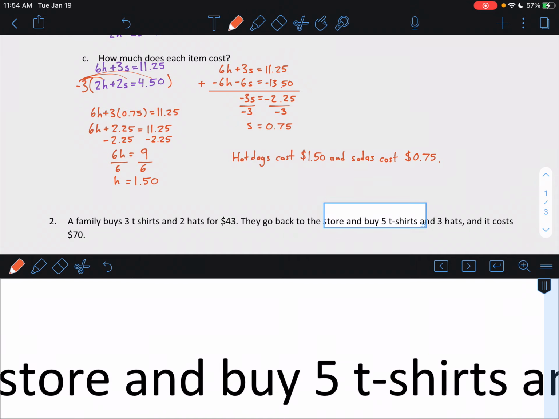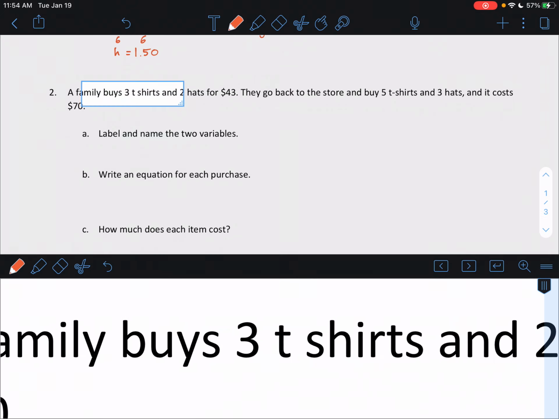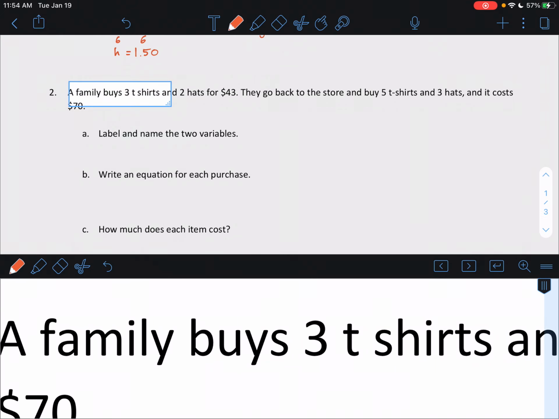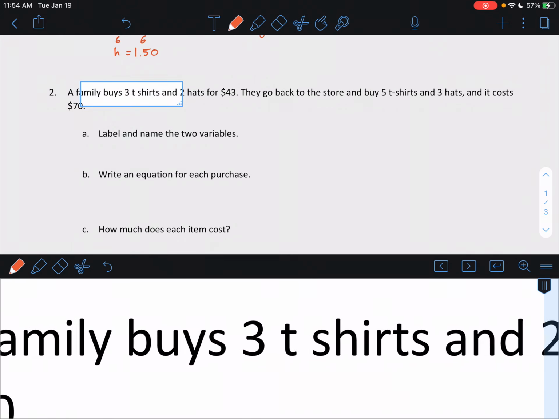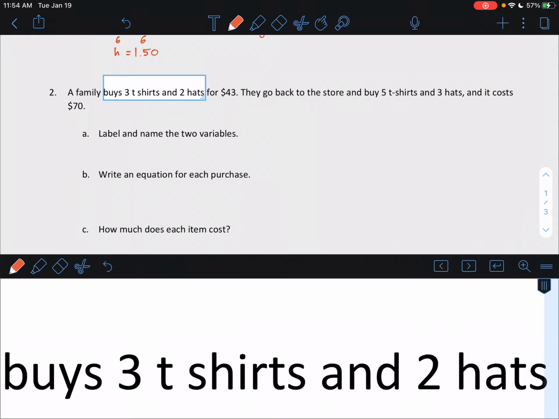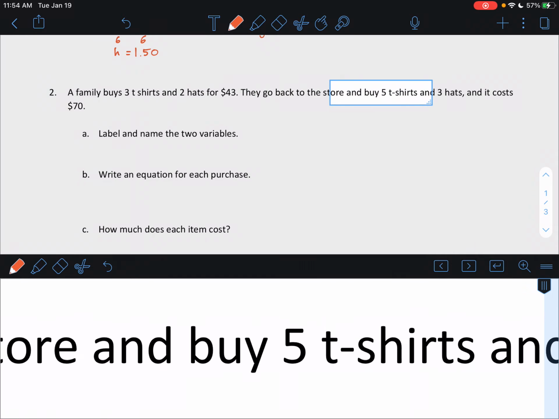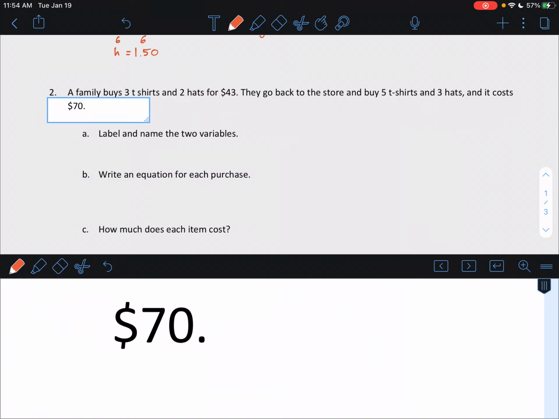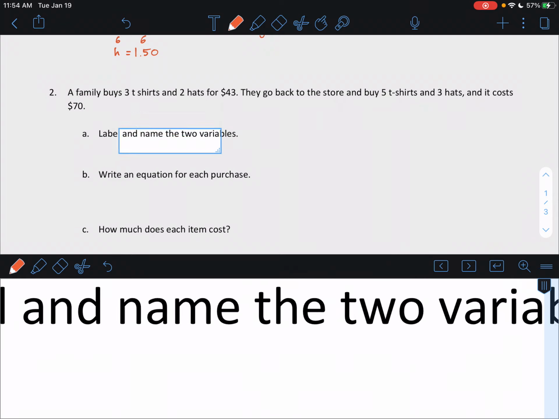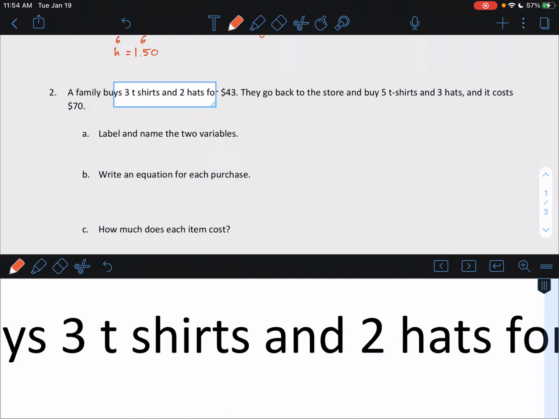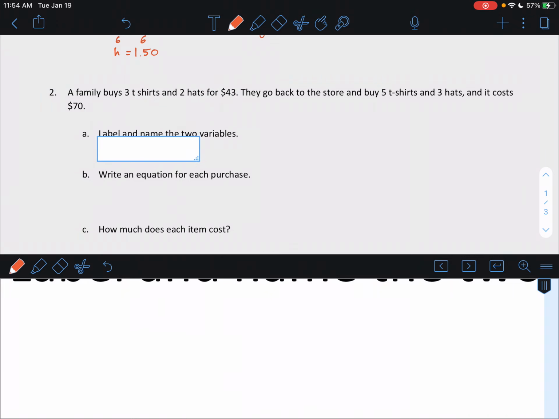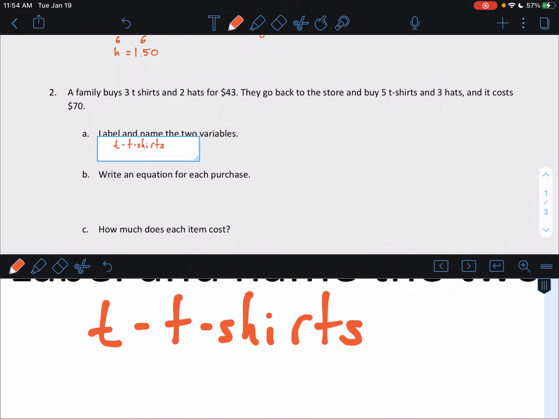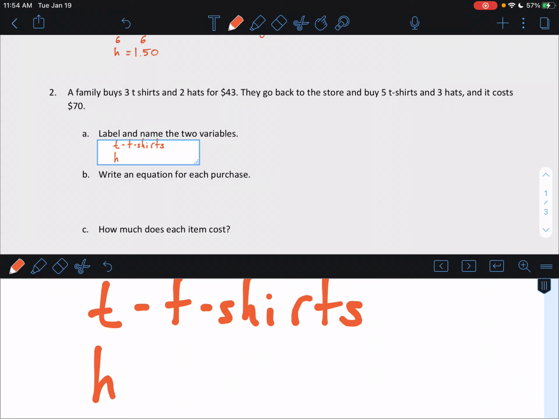Let's look at our next problem. The next problem says a family buys 3 t-shirts and 2 hats for $43. They go back to the store and buy 5 t-shirts and 3 hats, and it cost them $70. So label and name the 2 variables. The 2 things that they bought each time were t-shirts and hats. So I'll say T for t-shirts and H for hats.